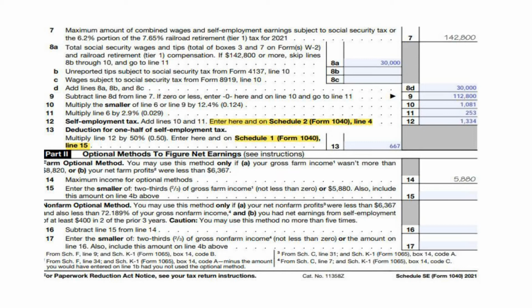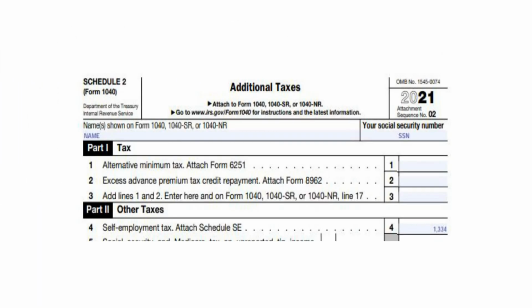Since line 6 is smaller than line 9, you will multiply line 6 by 12.4%, which will give you $1,081 on line 10. On line 11, you will multiply line 6 by 2.9%, which will give you $253. On line 12, add lines 10 and 11 together to arrive at $1,334. This is your self-employment tax. Enter this amount on Schedule 2, line 4.